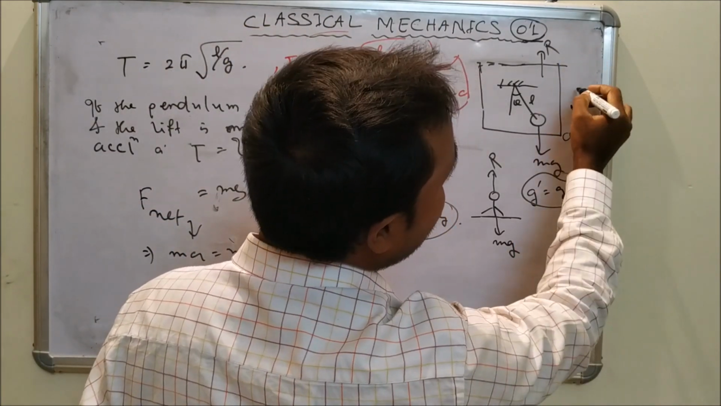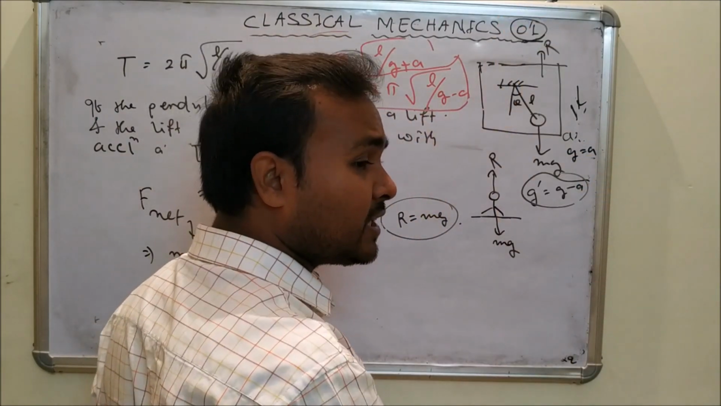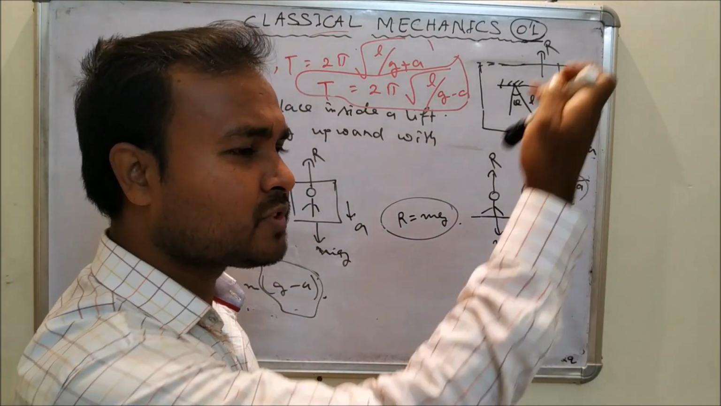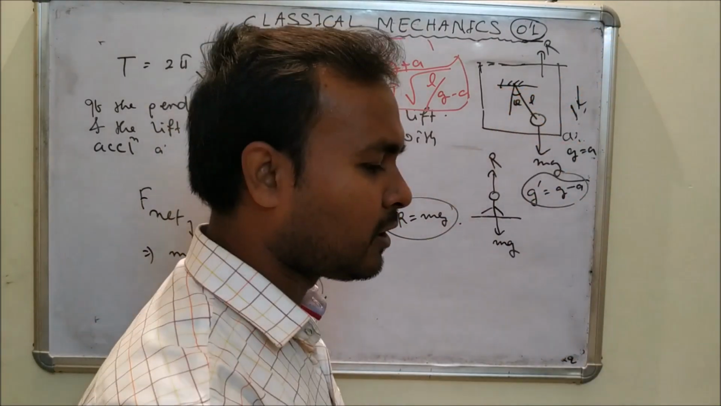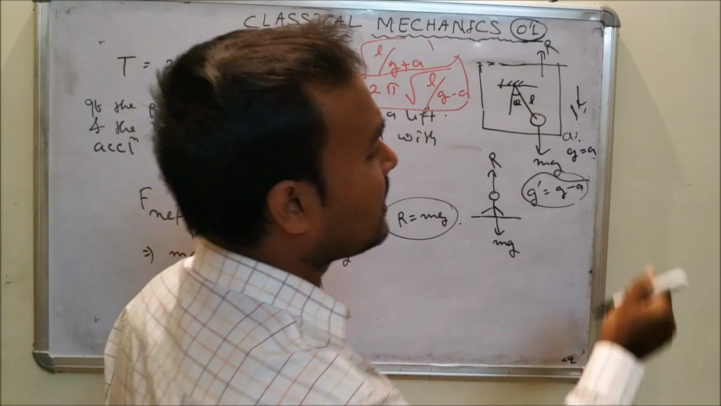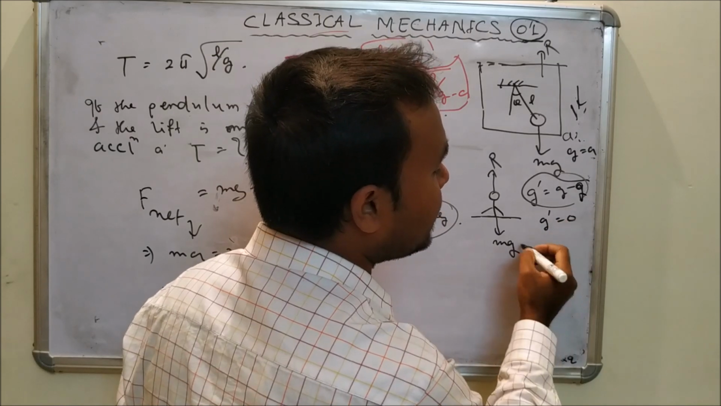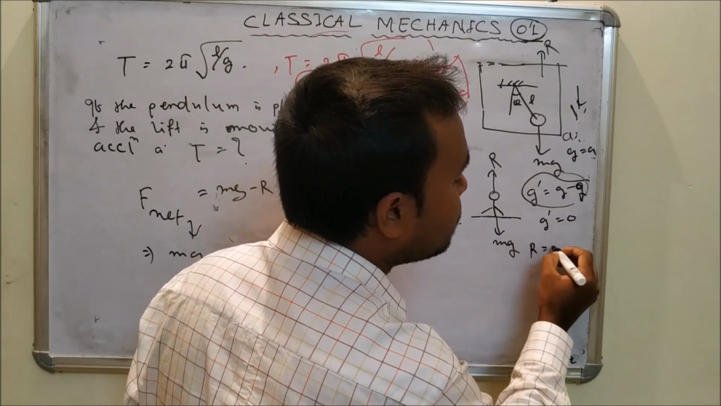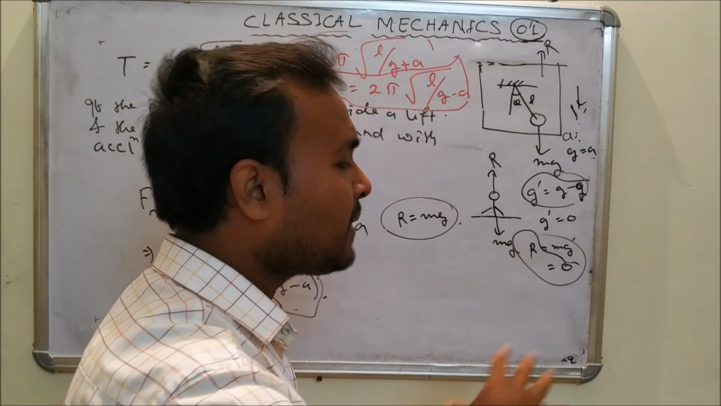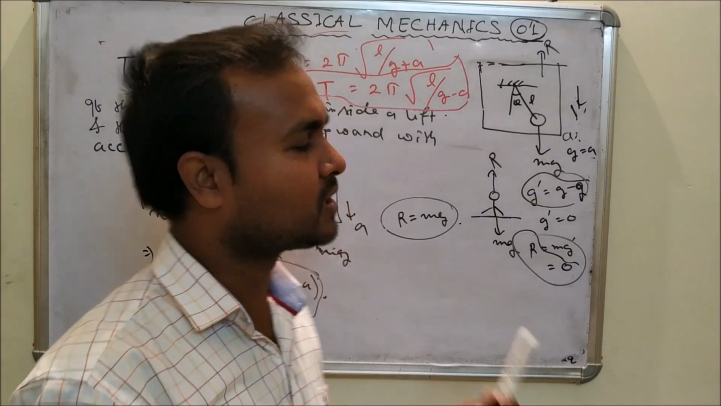When it is free fall, in this case, your a is equal to g. Because if it is freely falling like this, because of g, the lift is coming down and you are also free falling. That means you are coming with an acceleration equal to g. So in this case, if a equals g, then g dash equals 0. That is why your apparent weight R equals m into g dash, but g dash equals 0. It means your apparent weight is 0. When your apparent weight is 0, you will feel that you are weightless. That is the main condition.